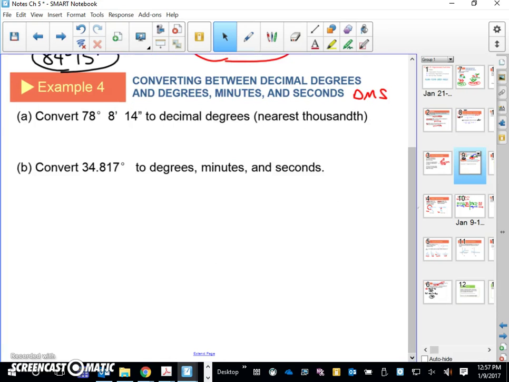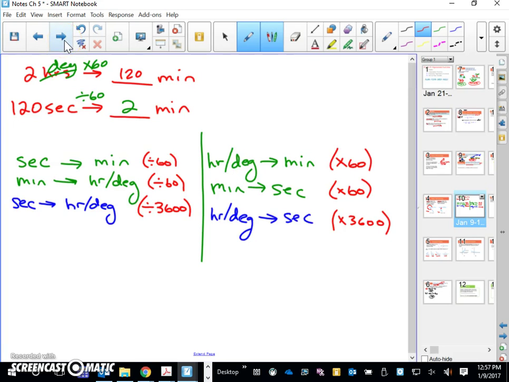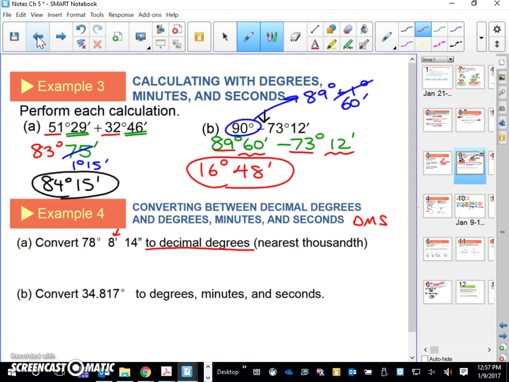So, convert 78 degrees, 8 minutes, and 14 seconds, part A. 78 degrees, 8 minutes, and 14 seconds into decimal degrees. Well, I already have 78 degrees. 78 degrees is fine, and the answer is going to be 78 point something. It's really the minutes. I have to change minutes into degrees. Minutes to degrees, we're going to divide by 60.